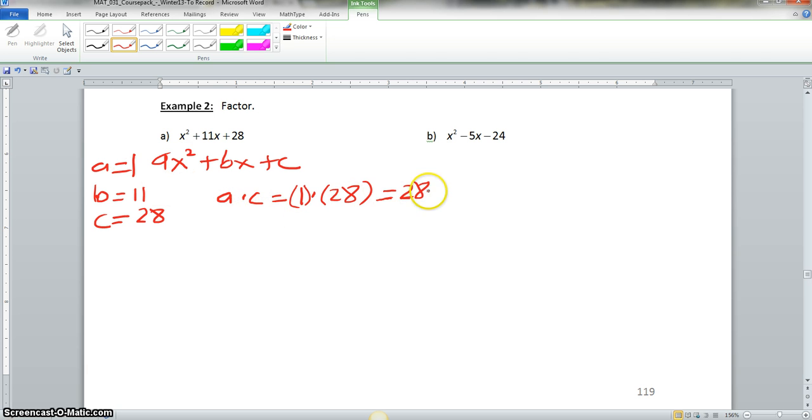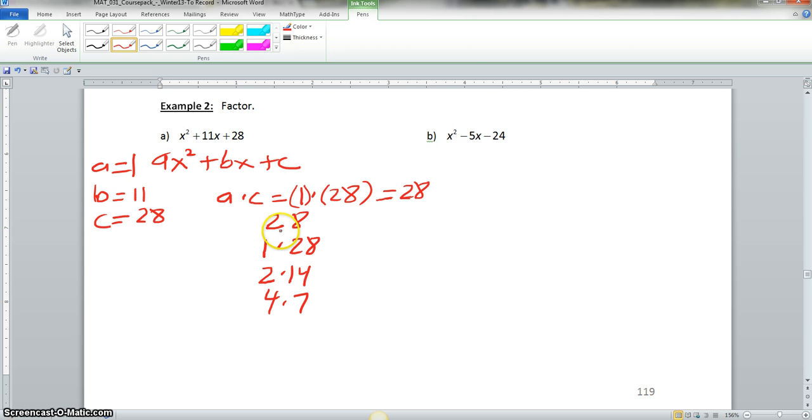Now what we do after we find 28, we want to write out all the factors of 28, but we will write them in pairs, meaning we have 1 times 28, those are two factors of 28. Then 2 times 14, those are two factors of 28. And then finally 4 times 7. These are all the factors of 28.